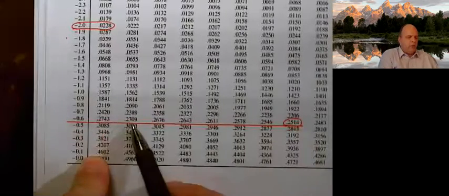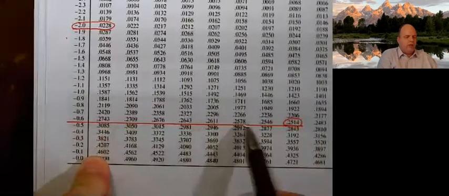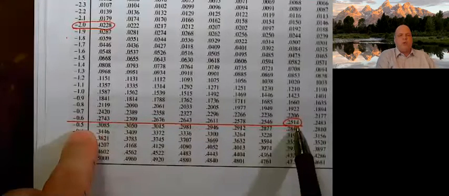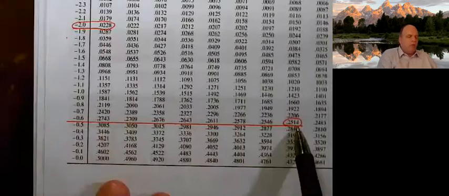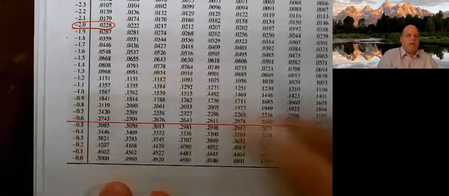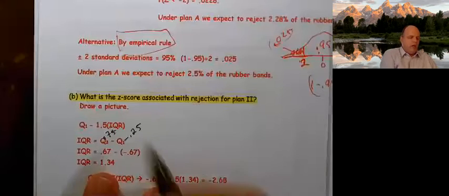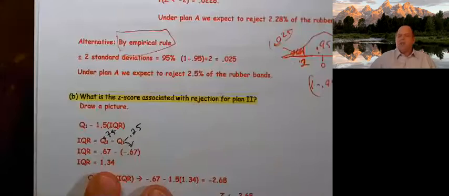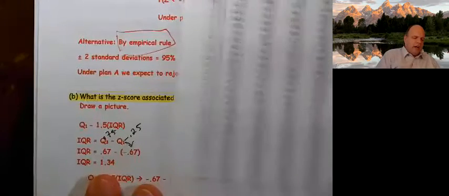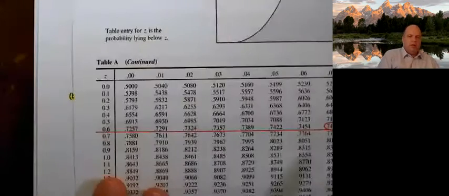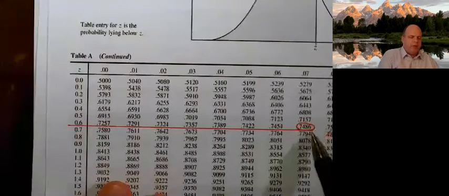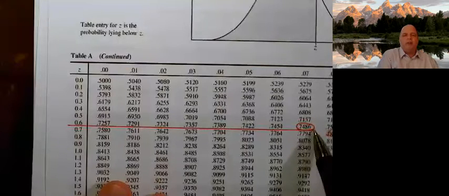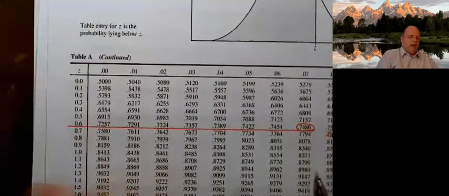That's at negative 0.67, so that's a z-score of negative 0.67. So this would be my Q1 value. My Q1 value is negative 0.67, or that's my z-score associated. On the upper side, looking up 75%, this is my closest value. All right, this is close, but this is a little bit closer. So positive 0.67. All right, that's my value.